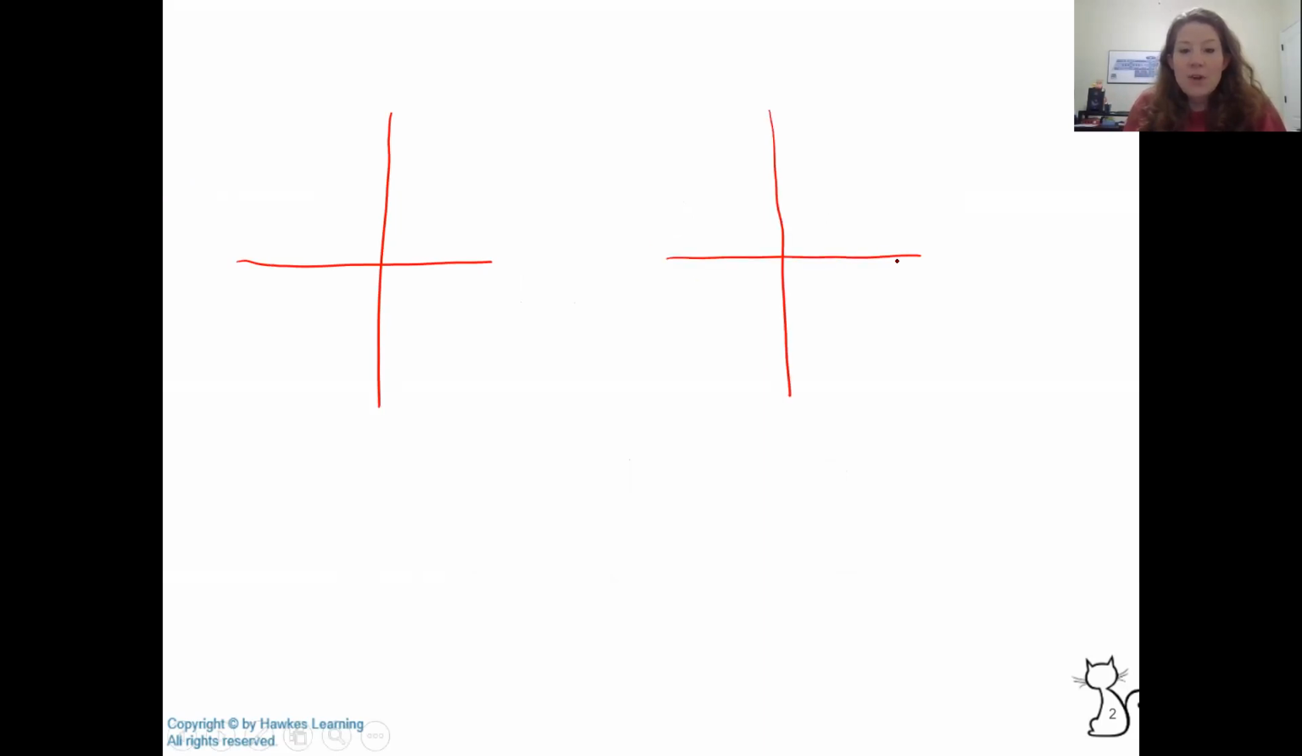So tonight we're going to be graphing quadratics. When you have a quadratic equation, let me draw two different graphs. If you have a positive quadratic equation like this, your parabola, when you graph a quadratic equation, it always makes the same picture.